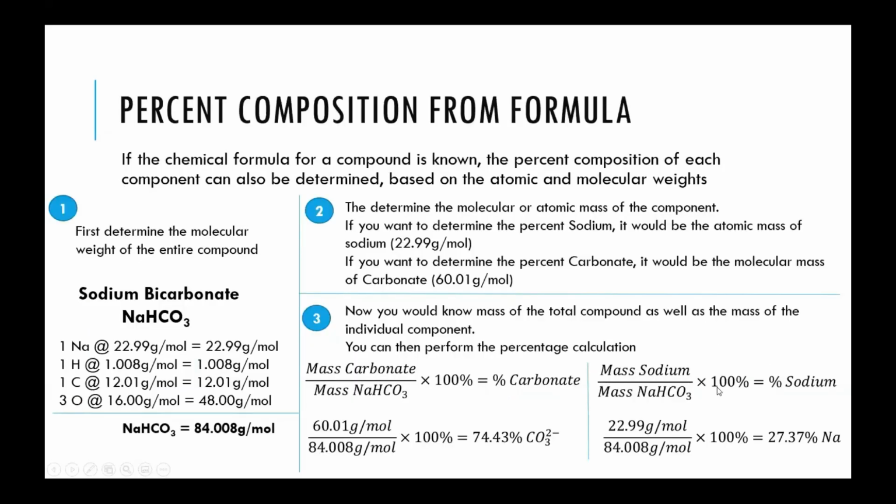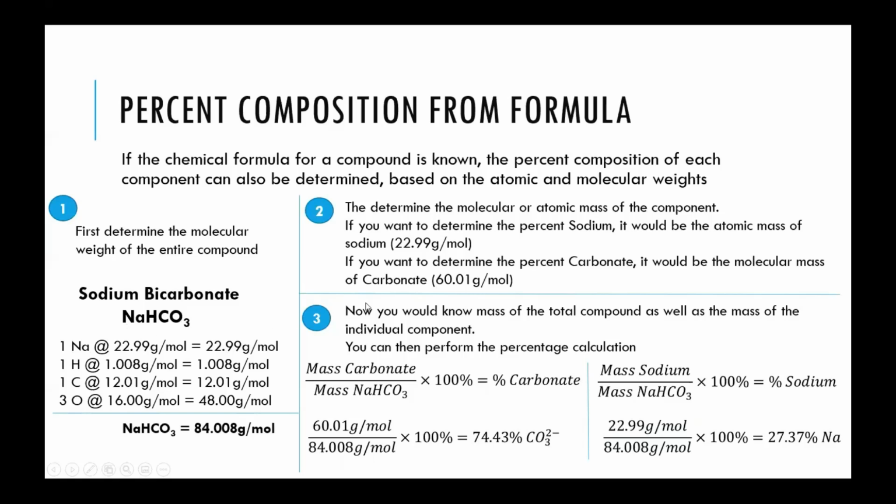Using the molecular weight is how you can determine the percent composition directly from the formula. So the example here is of sodium bicarbonate. Again, you go through and you figure out the molecular weight of the entire compound first, seeing the atomic weight of each of the individual atoms and multiplying that by how many atoms there actually are in the compound.